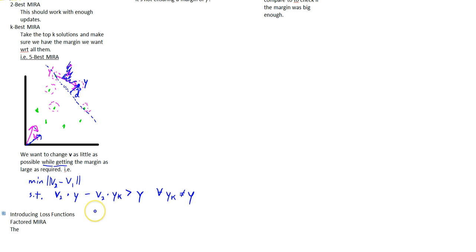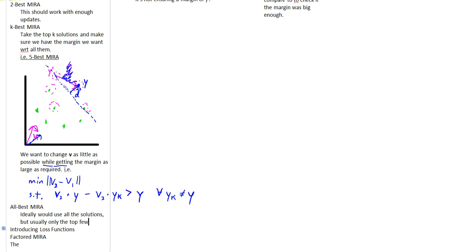So I'll call this the all-best Mira. Now, ideally, we wouldn't just pick the top 5 points, because maybe when we're working in very high dimensions, we need more than 5, right? So ideally, we would use all the solutions, right? But I guess usually only the top few will affect the update. I'm not sure how many. I'm not sure if it's 10 or 100.